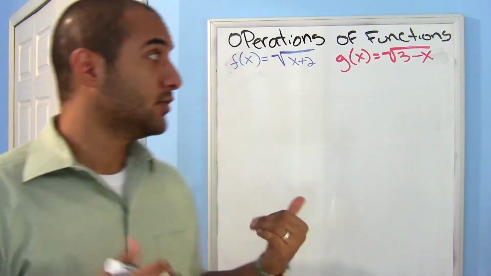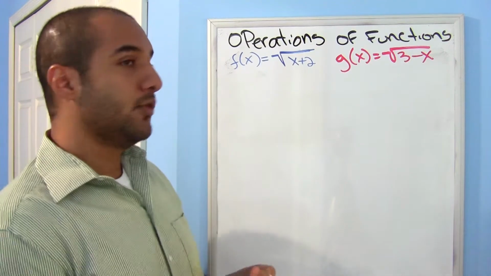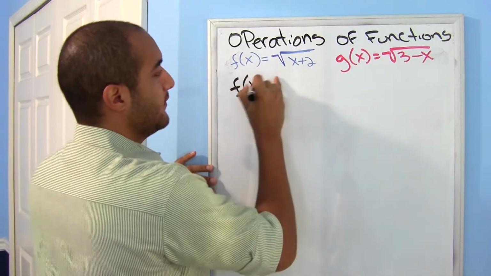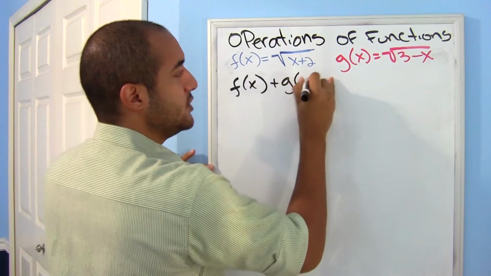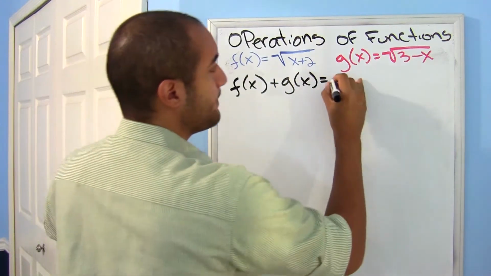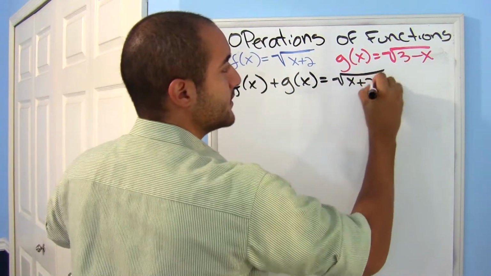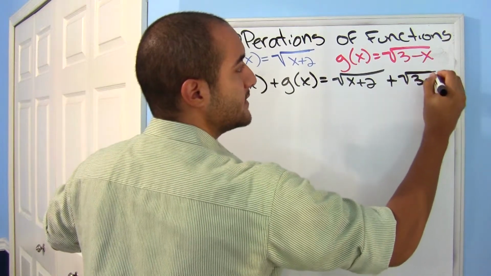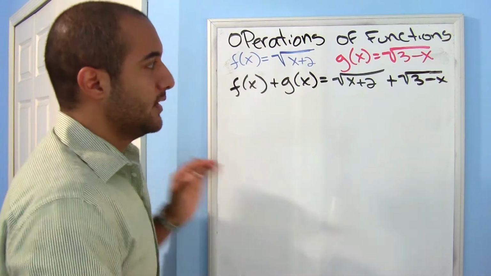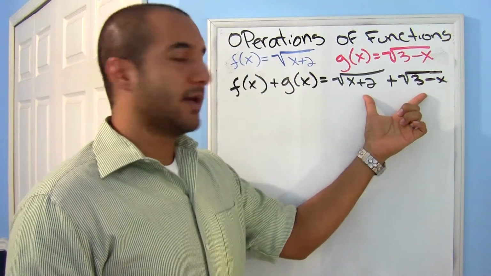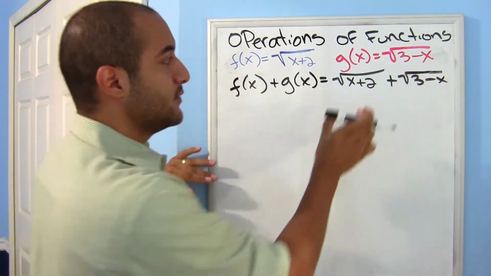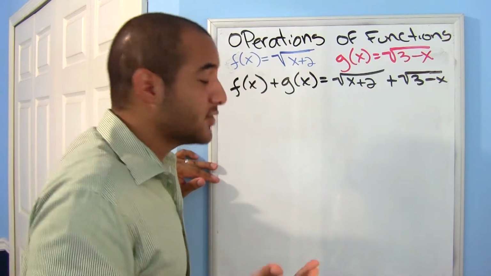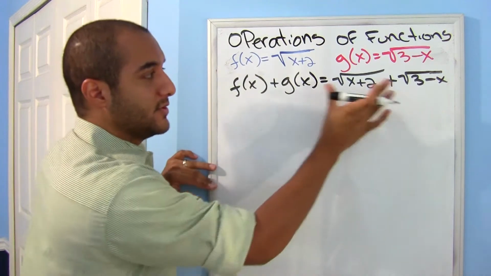Alright, let's try one that looks a little bit harder. Here we'll be adding these two functions, so I'll be doing f of x plus g of x. Here I have the square root of x plus 2 plus the square root of 3 minus x. Now, in order for me to add these two radicals together, they would actually have to be exactly the same on the inside. And since they're not, there's actually nothing I can do. I'm actually done right here.